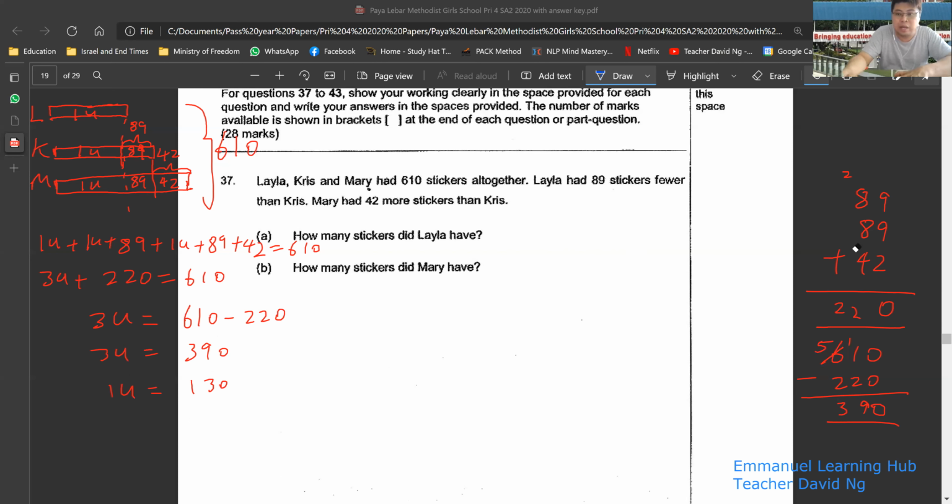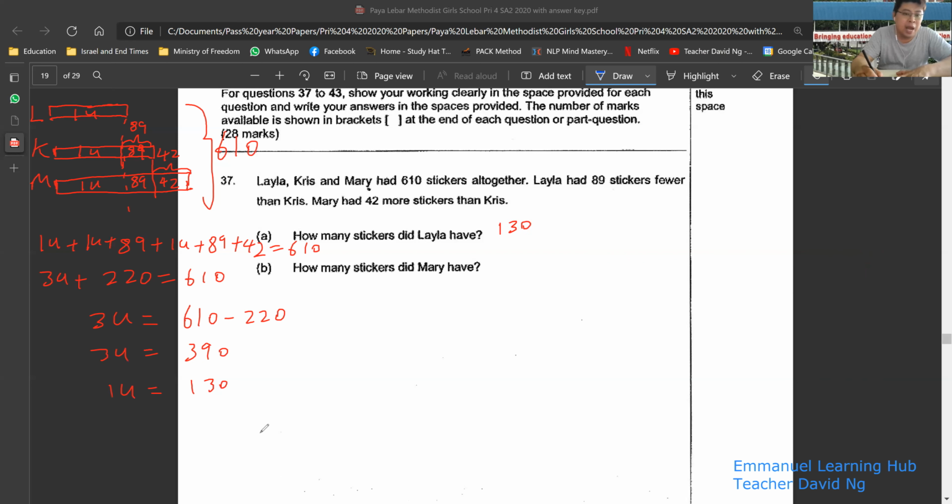Okay. Then after that, 1 unit is 130, right? Can you tell me how many stickers did Layla have? Layla has 130 stickers.